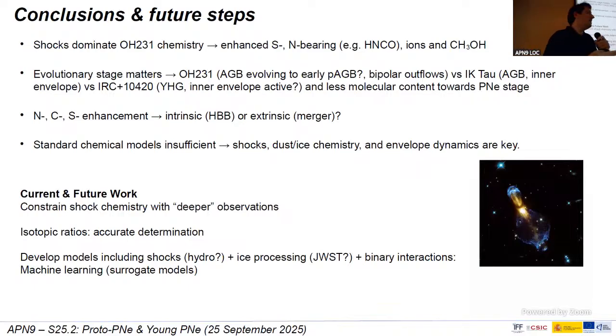And just to wrap up, these are my conclusions. Now we're working to try to constrain better the shock chemistry with deeper observations. We have further observations, developing more sophisticated chemical models, probably including hydro and some kind of machine learning methods. Probably it would be good to do some JWST observations, difficult for this source, probably, and trying to do an accurate determination of isotopic ratios for the better characterization of the nature of the object. That's all. Thanks. Sorry for the 30 extra seconds. Thanks to the audience.